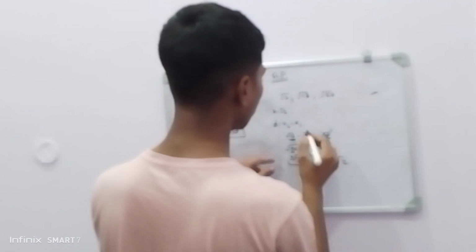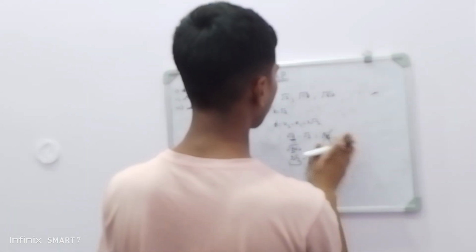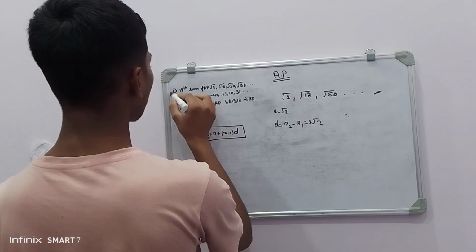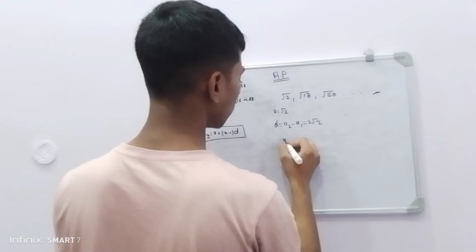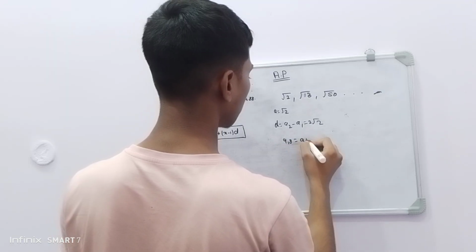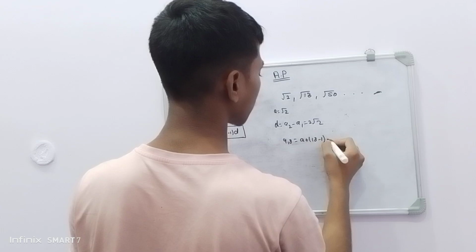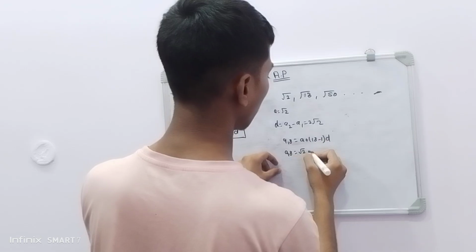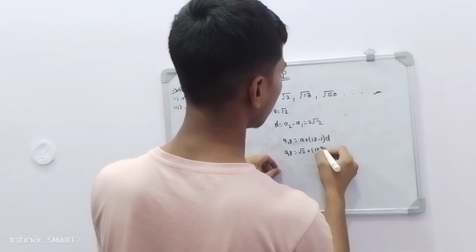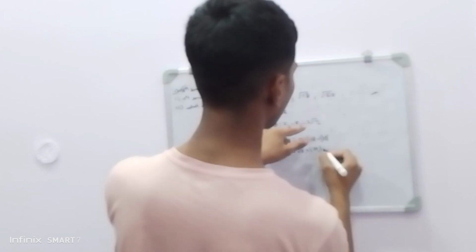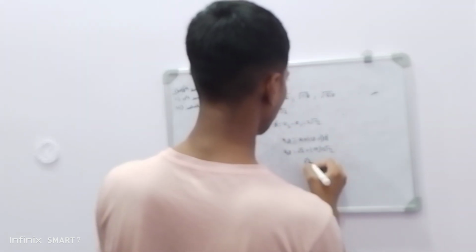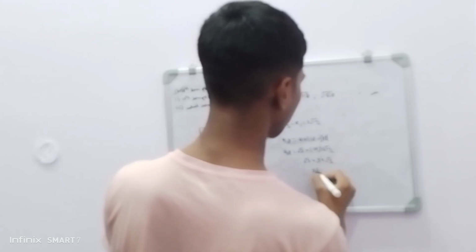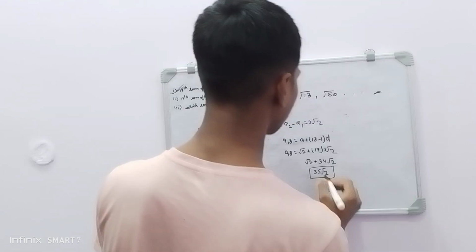So 2 root 2 will be the common difference here. Now in the question we are given the 18th term. According to the formula, a18 is equal to a plus 18 minus 1 into d. So a18 is equal to the first term, root 2, plus 17 into the common difference 2 root 2. So root 2 plus 34 root 2, and this becomes 35 root 2. So this will be the answer of this question.